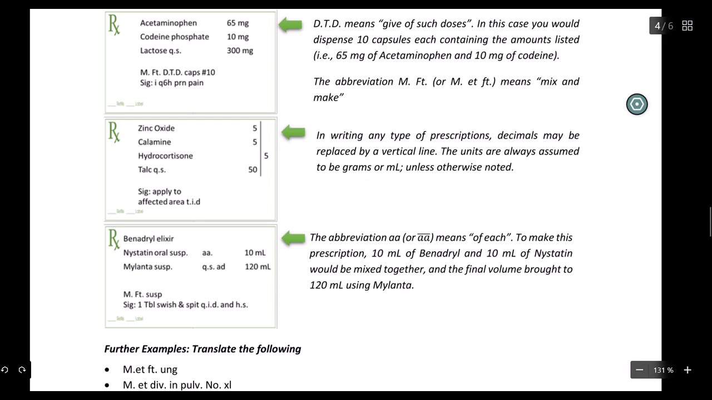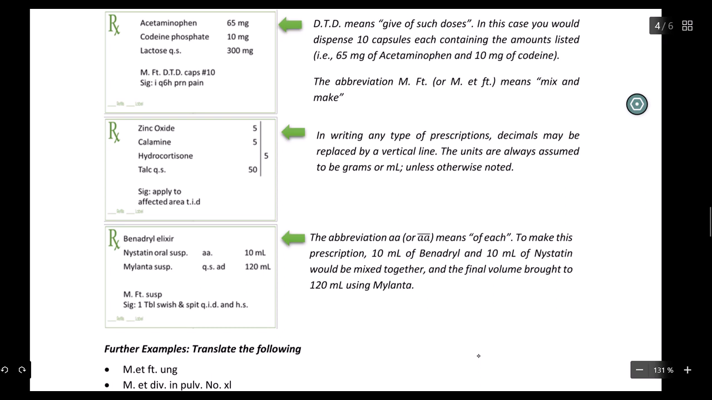depending upon if it's a liquid or a solid. So in this case, it says zinc oxide. It has a line with a 5 on the left side. That means that the left side is interpreted as if it was a decimal point. And I can interpret this as 5. And then I need to know whether or not it's grams or mLs. And in the case of zinc oxide, it would be grams. You're going to know that. So this would be 5 grams. Calamine is also powder. That would be 5 grams.